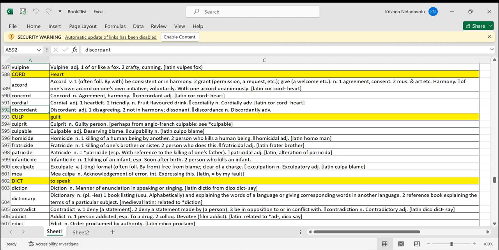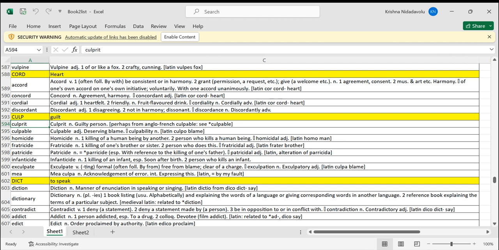Okay. Next is culp. Culp is coming from Latin again. It means guilt. We know this very famous word, culprit, which means someone who is guilty of a crime. Who is a culprit? He is the one who is guilty of a crime. Culpable. Culpable means deserving blame, deserving to be condemned.